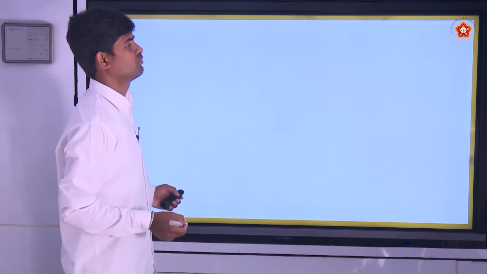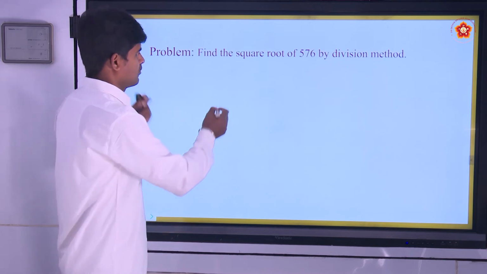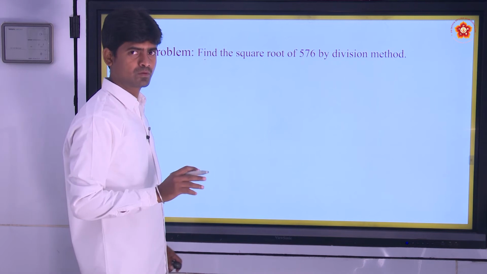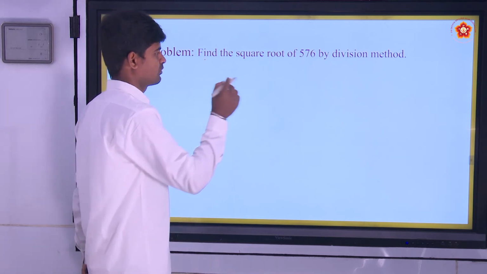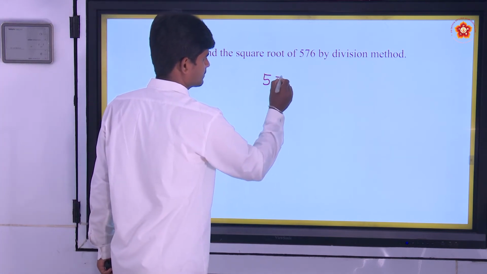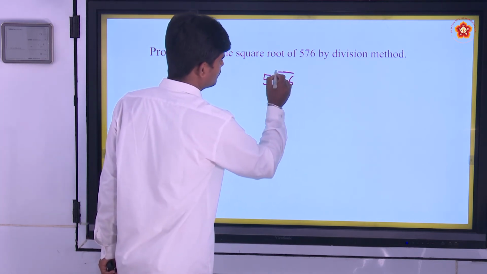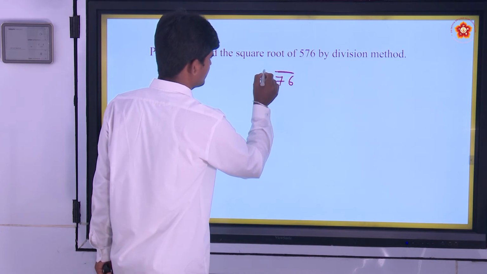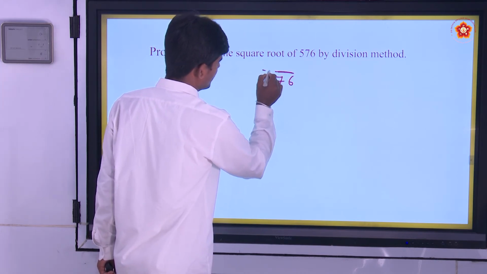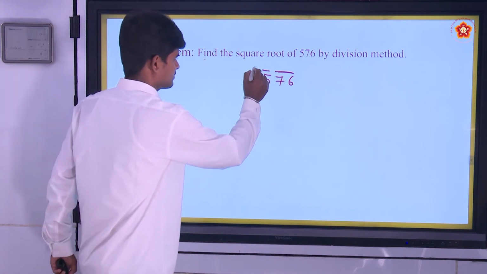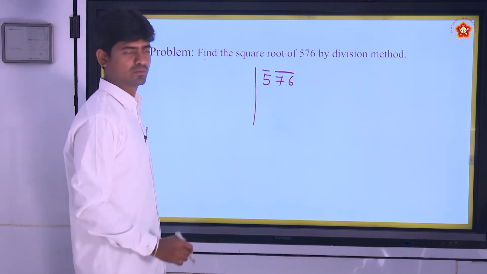Next, we do one problem. Find the square root of 576 by division method. First step, what we have to do? We place a bar over pairs of digits, and the leftmost single digit has its own bar.